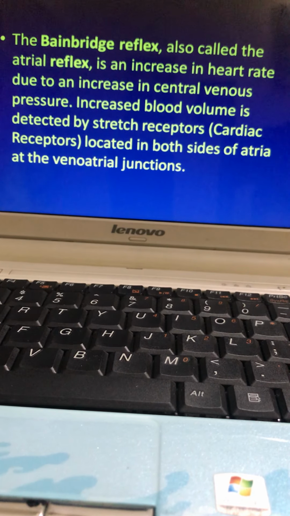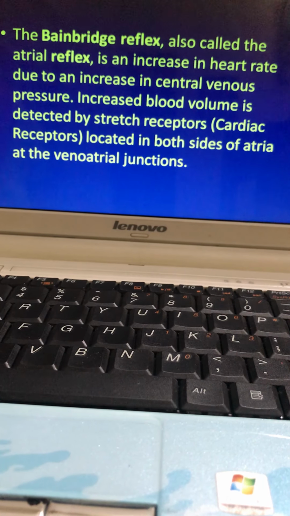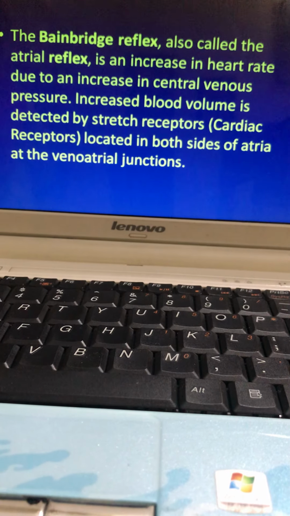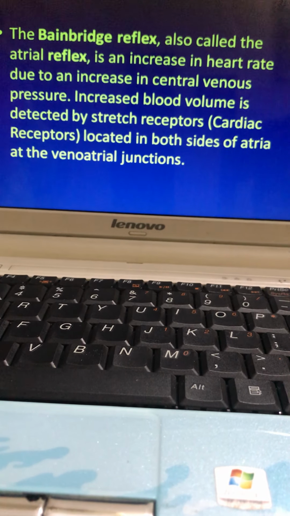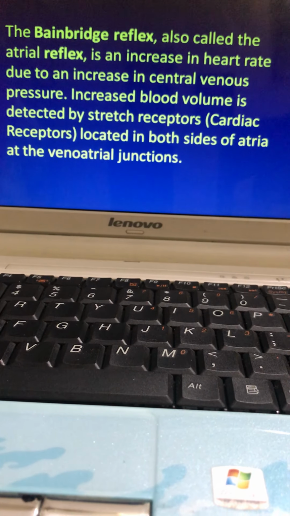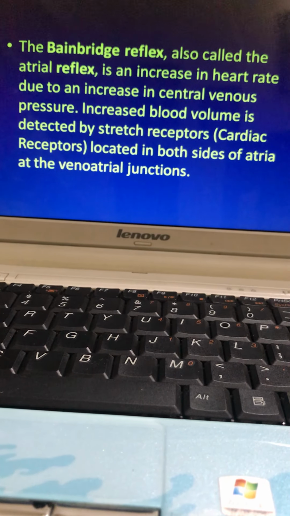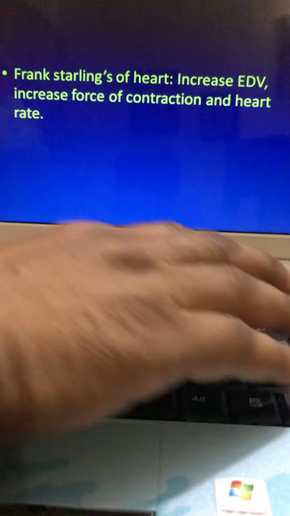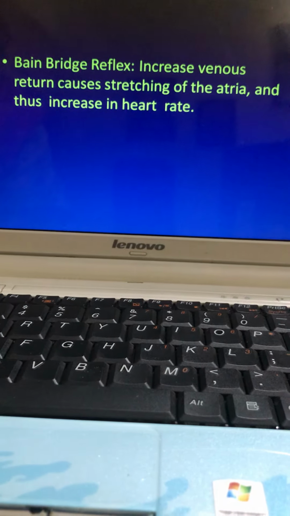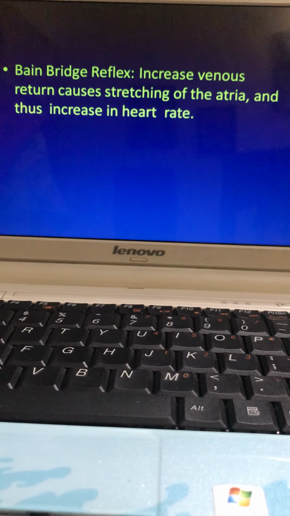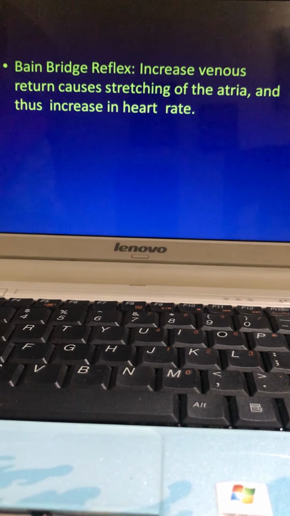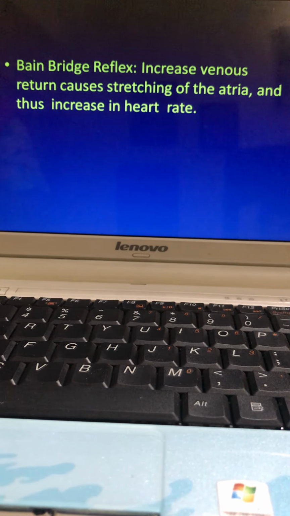This stretching of the atrial wall also stimulates the SA node, and also, due to the larger volume of blood in the atria, according to the Frank-Starling law, there is an increase in heart rate. Bainbridge reflex: increased venous return causes a stretching of the atria, thus an increase in heart rate.